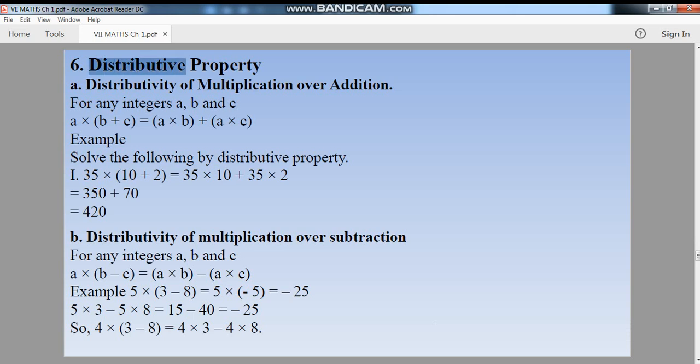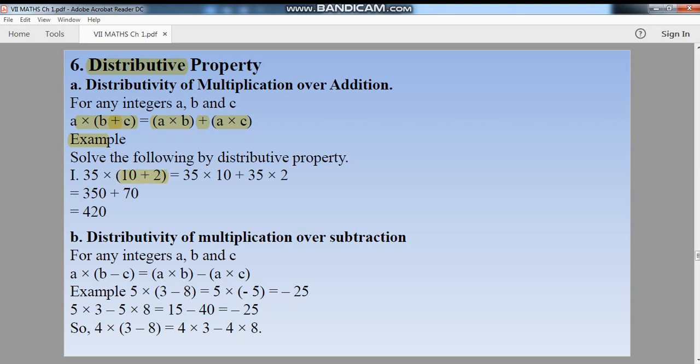Sixth property is the distributive property. Now distribution means what? One thing is given to you, and that thing you have to distribute to each and every part, and each and every part should have the equal distribution. For example, if a into b plus c is the expression, what will you go for? You will do first a with b, that is a into b plus, because here the plus sign is given, so you will put the plus sign over here also, and then a into c. For example, 35 into 10 plus 2.